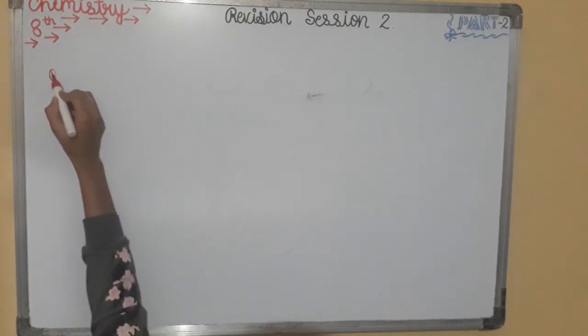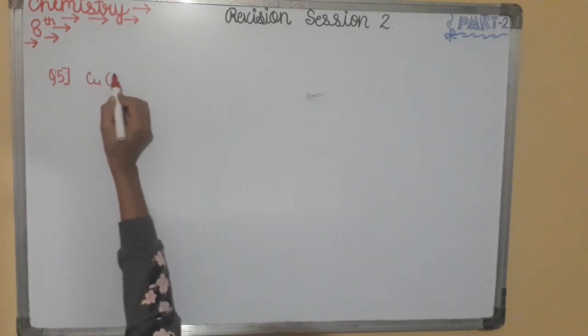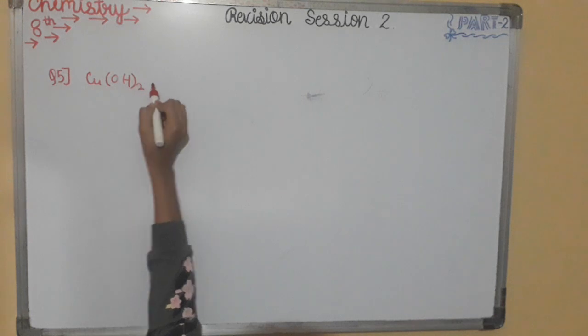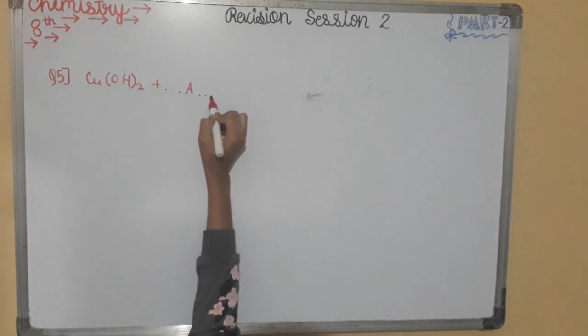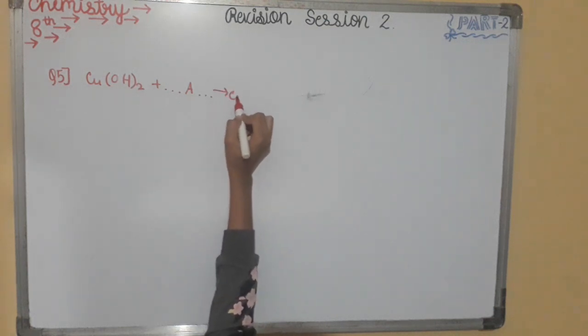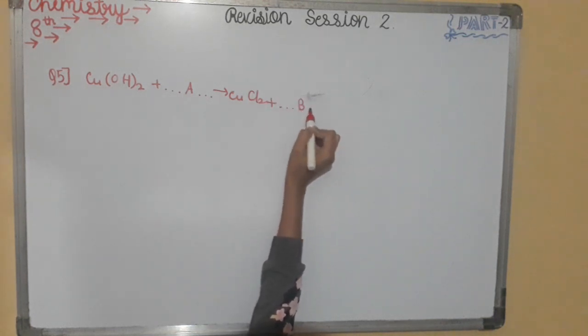We were on the fifth objective. Complete the reaction by choosing the correct option respectively. The reaction is Cu(OH)2 plus A gives CuCl2 plus B.